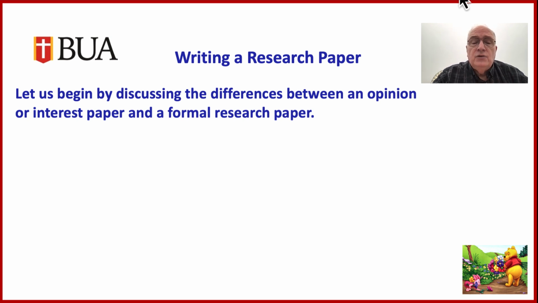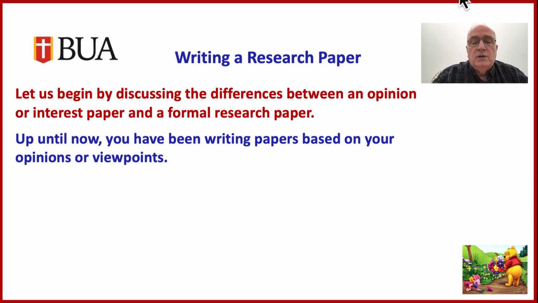Up to now, you worked on an opinion paper, an interest paper. You were the source. You expressed your ideas. You organized it, went through it. A formal research paper differs, and we're going to look at several types of research papers. Just briefly, our type of research paper will be what we call a meta-analysis of literature. We're just going to review what the literature has to say.